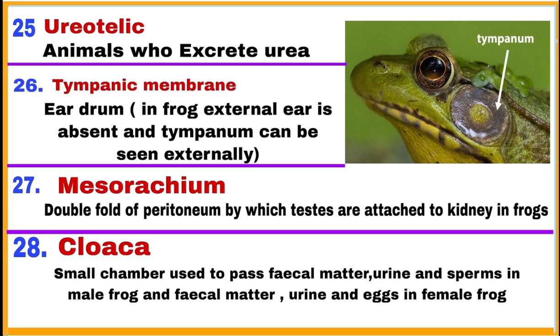Next, mesorchium. It is a double fold of peritoneum by which testes are attached to kidneys in frog. Next, cloaca. It is a small chamber used to pass fecal matter, urine and sperms in male frogs, and fecal matter, urine and eggs in female frog.